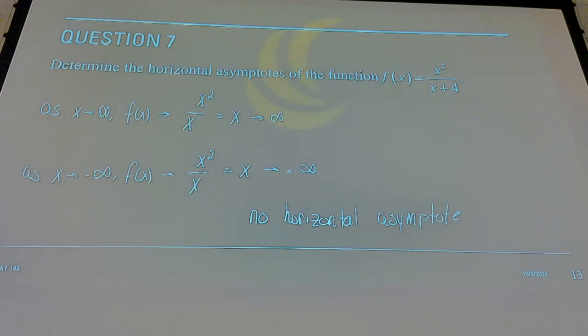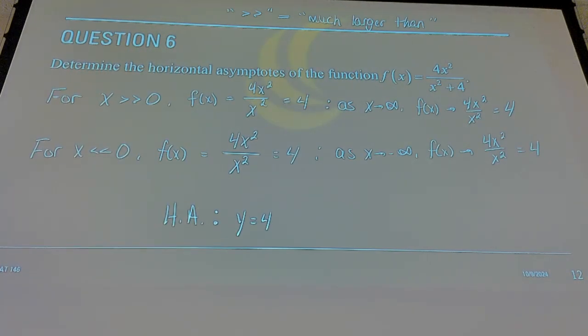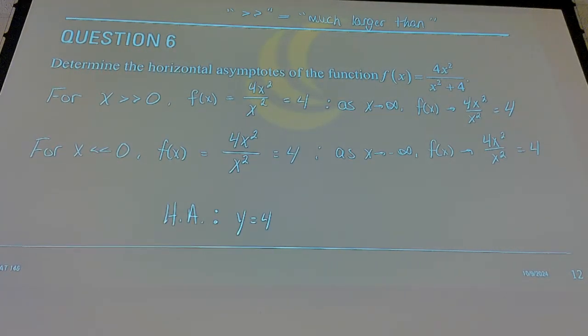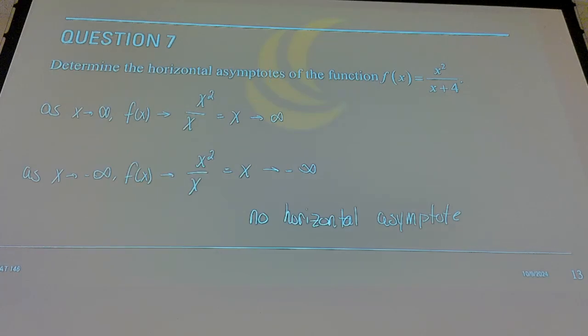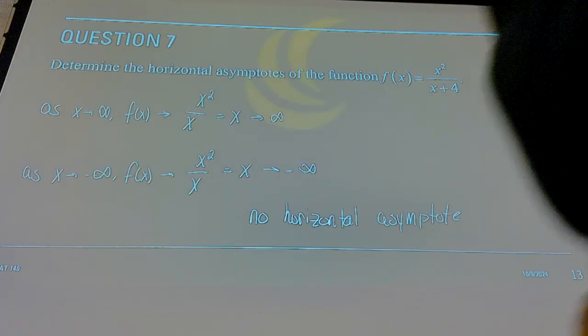I'm going to go back real quick. I want you to look at that function from the previous. I want you to notice something about the numerator and the denominator, and notice what we got as a horizontal asymptote. Okay. Now I want you to notice something about the numerator and denominator here, and notice what we got as a horizontal asymptote.